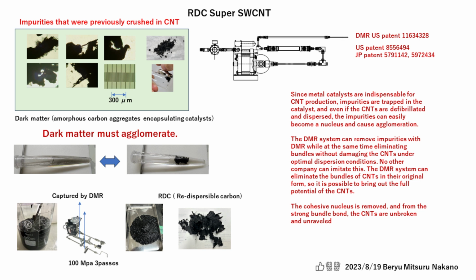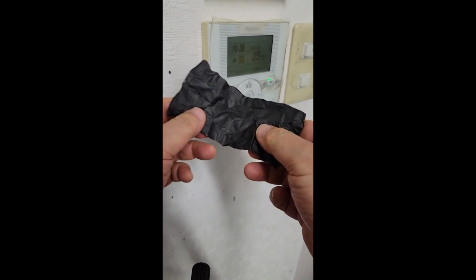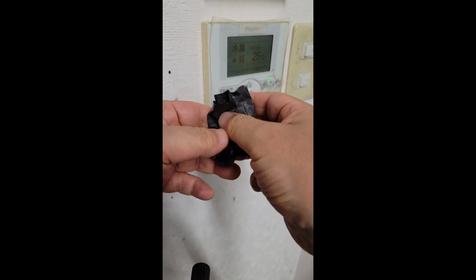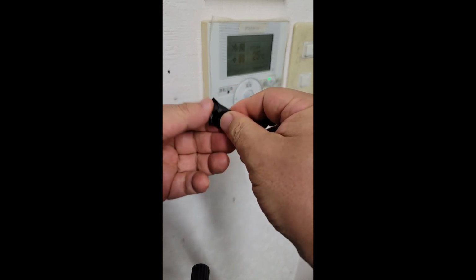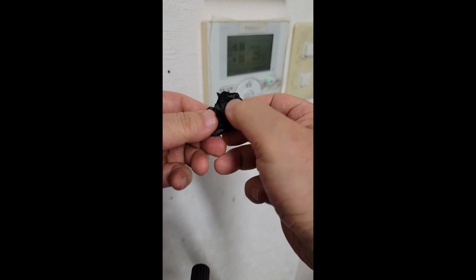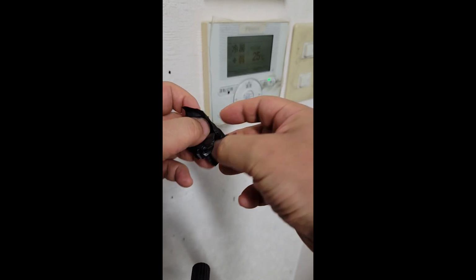The DMR system can eliminate the bundles of CNTs in their original form. So it is possible to bring out the full potential of the CNTs. The cohesive nucleus is removed, and from the strong bundle bond, the CNTs are unbroken and unraveled. This sheet was used for thermoelectric element data. You can see that it also has strength and electromagnetic shielding functions.